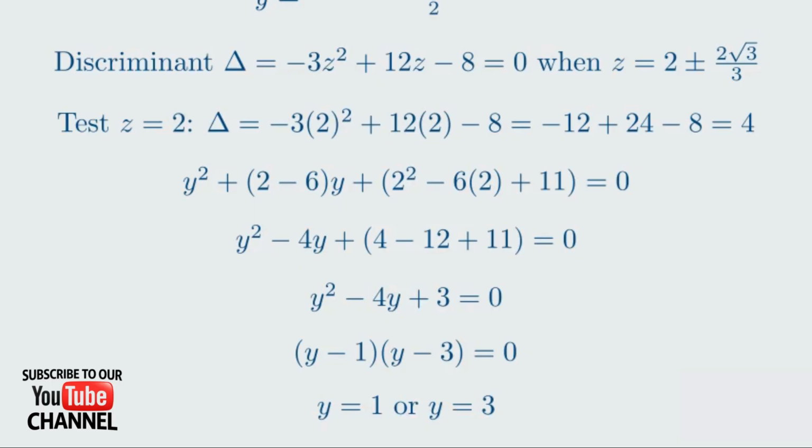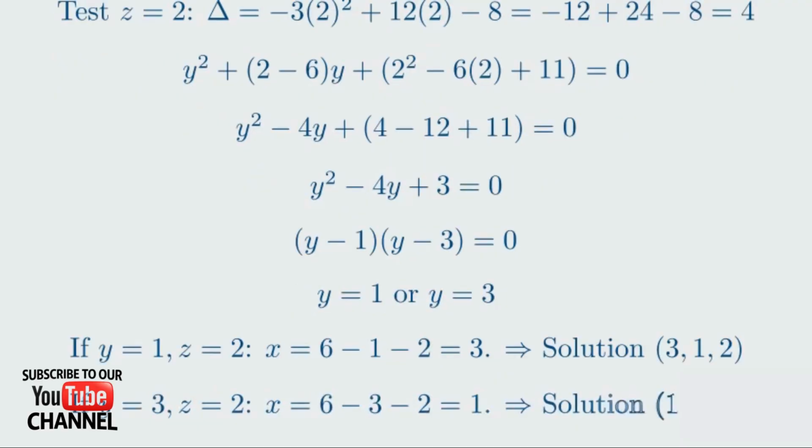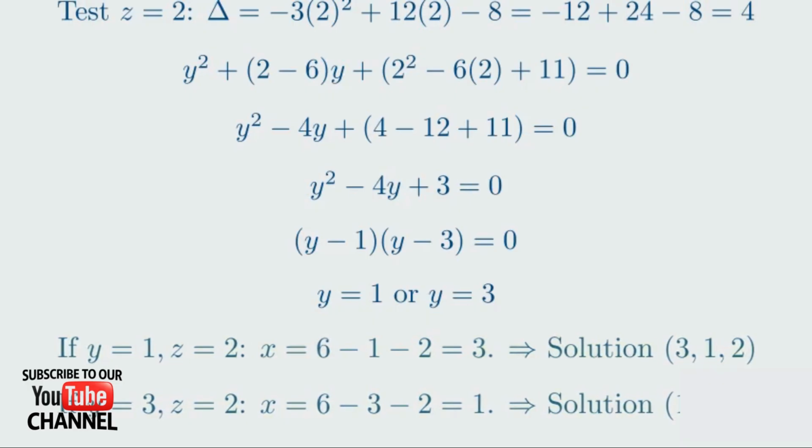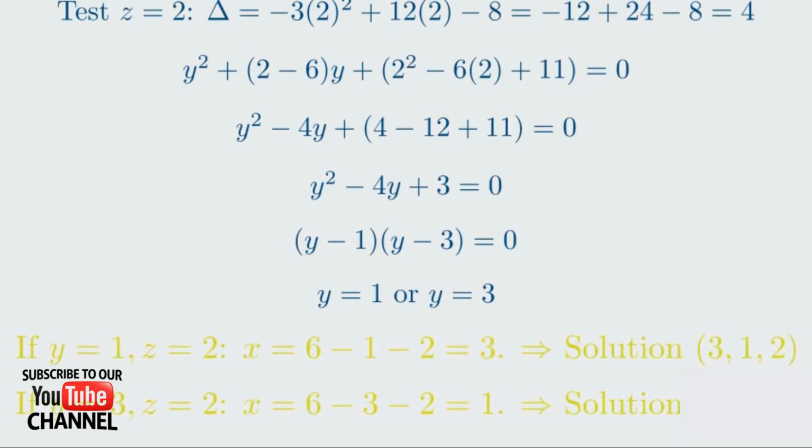So we have two possible solutions for (y, z): (1, 2) and (3, 2). Let's find their corresponding x values using x equals 6 minus y minus z. For (y, z) equals (1, 2), x is 6 minus 1 minus 2, which is 3. For (y, z) equals (3, 2), x is 6 minus 3 minus 2, which is 1. We found two more solutions, (3, 1, 2) and (1, 3, 2).